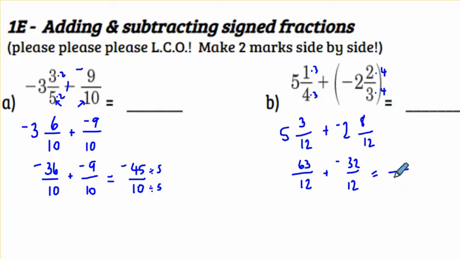Okay, so my denominator stays 12. And now I say, well, the signs are different, which means I need to subtract. So 63 minus 32 is going to be, and I'm going to let you do the rest, but whatever that answer is will be your numerator. And just ask yourself which one would win the battle. Is it going to be a positive answer or a negative answer?